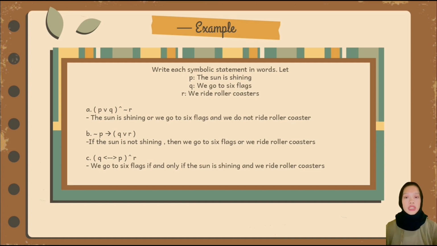B. Negation P, conditional Q conjunction R. The answer is if the sun is not shining, then we go to Six Flags and we ride roller coasters. Question C. Q biconditional P, conjunction R. And the answer is we go to Six Flags if and only if the sun is shining and we ride roller coasters.